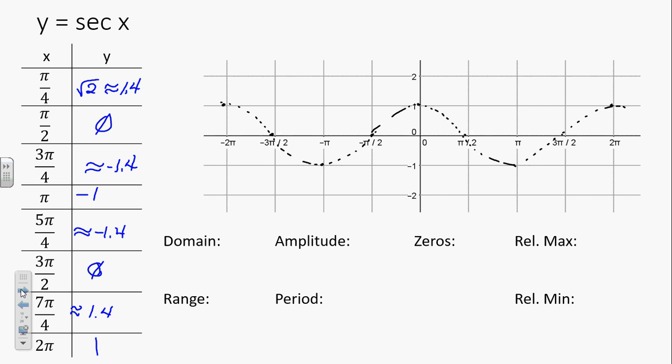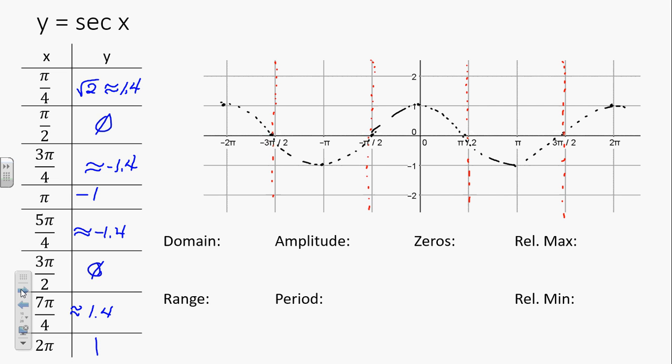Okay, and now put in your asymptotes, right? So we should have asymptotes at pi over 2 and at 3 pi over 2. And it's every pi, so we're going to skip over and go to negative pi over 2 and negative 3 pi over 2. And now we plot our points.